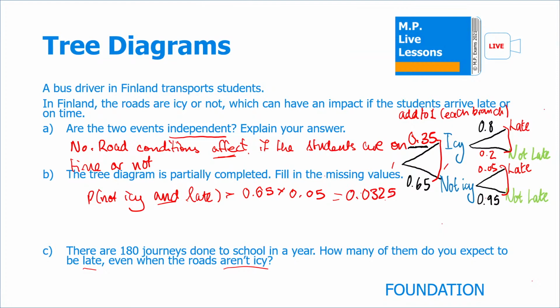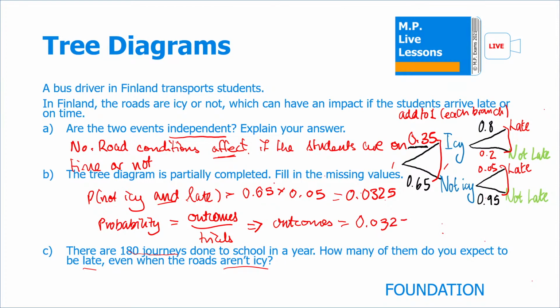0.0325. Now to find out, based on 180 journeys, the number of outcomes, like when it's late and not icy, is our probability times the number of trials. So we would expect 5 to 6 journeys late per year.